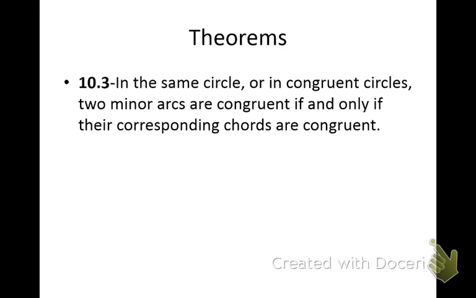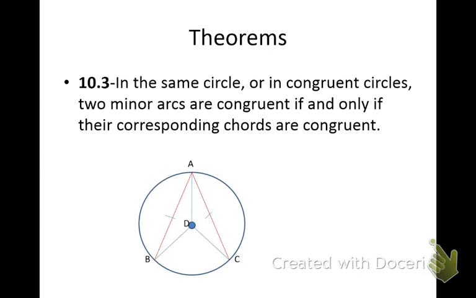Theorems. The first theorem we're going to learn today is in the same circle or congruent circles, two minor arcs are congruent if and only if their corresponding chords are congruent. Looks like this. So in this circle, we have the chords AB and AC congruent. So that means that the arcs AB and AC would be congruent because those chords that intercept them are congruent.